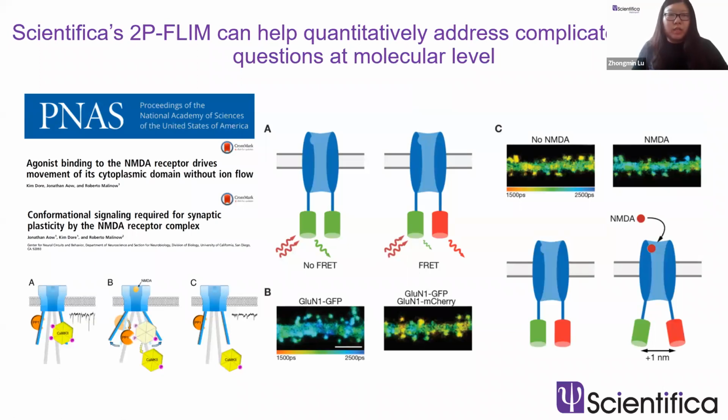Now, let's switch gears to the applications of 2P FLIM. One of the really great application examples comes from Dr. Malino's lab at UCSD. It helps scientists to really understand what's going on in the cytoplasmic domain of the NMDA receptors and how this molecular machinery contributes to this specific type of synaptic activity.